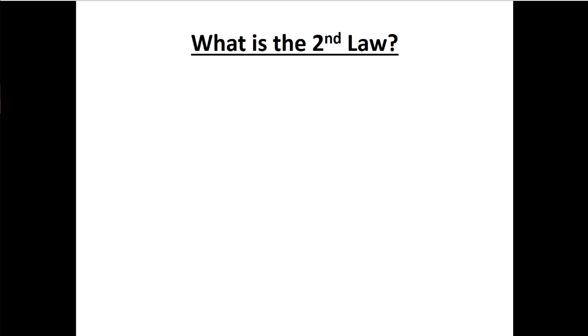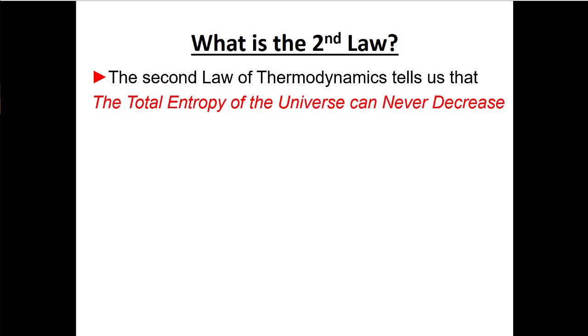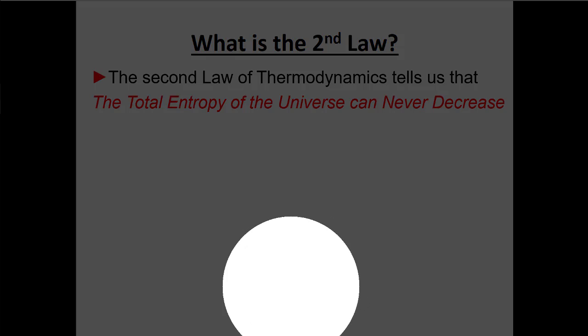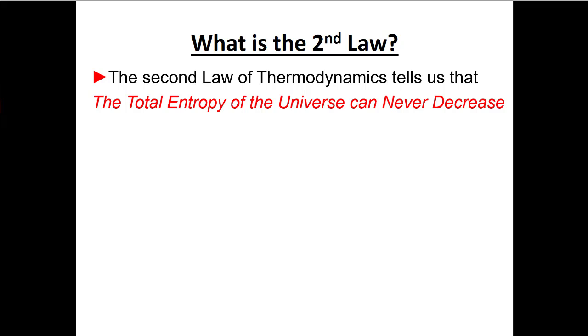So what is the second law? We know it's got something to do with entropy. The second law of thermodynamics tells us that the total entropy in the universe can never decrease. And the key word here is the universe, because I can talk about particular processes where entropy is decreasing, like condensation. But if I look at the whole universe, the entropy in the universe is always increasing. Just like time, it's always getting bigger.